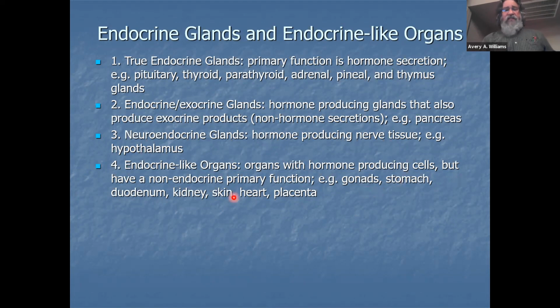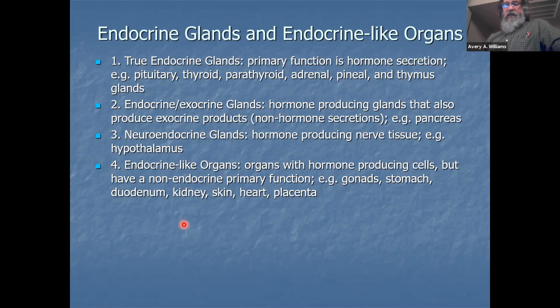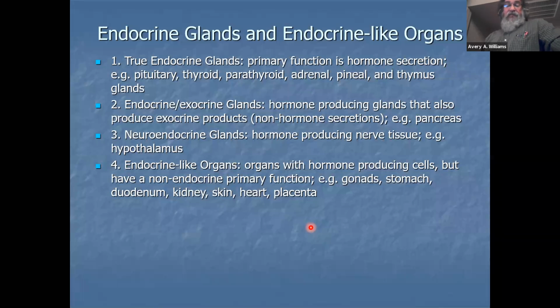The stomach as well, and the duodenum, both of those are part of the digestive system, right? But each of those produce their own types of hormones. And again, you'll learn about this in phys. The kidney, that's the urinary system, that makes hormones. Your skin, that's the integumentary system. Of course, your heart, circulatory system, it produces its own hormones. And then the placenta, well, you don't have a placenta, but that's a product of the reproductive system. It's to sustain a developing fetus, but it produces its own hormones as well. So there you go. Those are all your endocrine glands and endocrine-like organs.